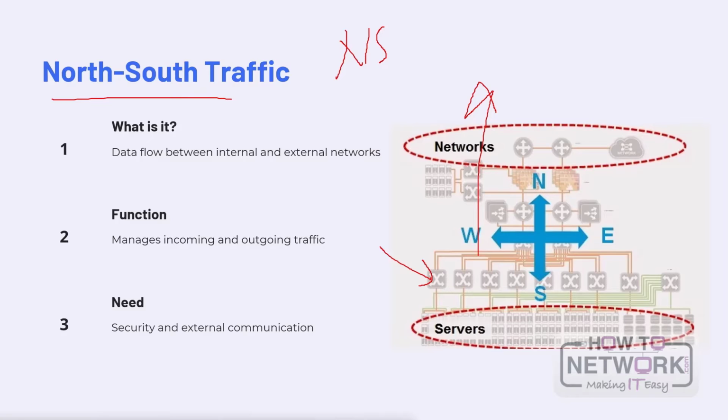So north-south traffic plays a very important role in network security. It requires careful management to prevent unauthorized access, protect sensitive data, and mitigate security threats. Network administrators must implement appropriate security measures to control inbound and outbound traffic, ensuring only authorized communication is allowed. This often involves using firewalls, intrusion detection systems, and other security technologies to monitor traffic, block malicious activity, and prevent data breaches.